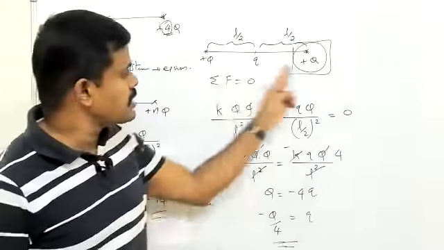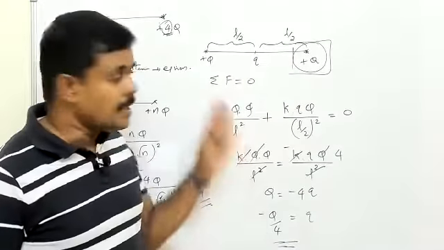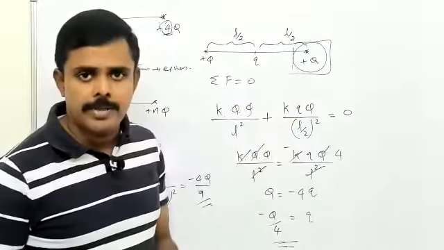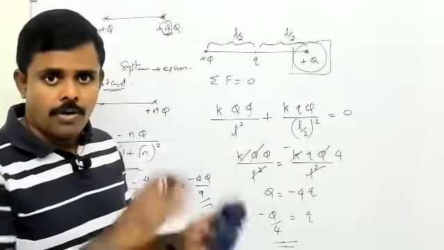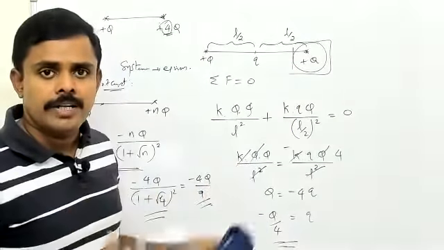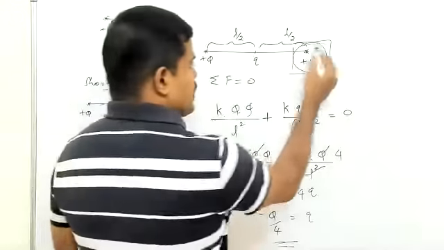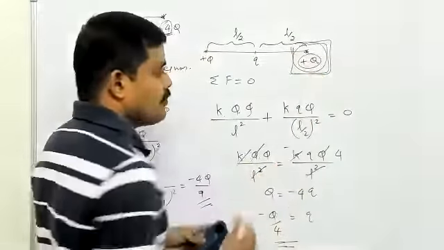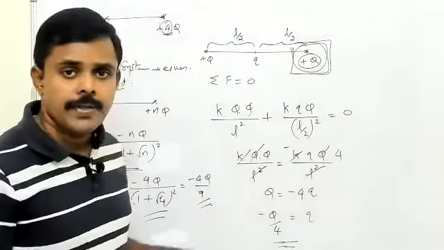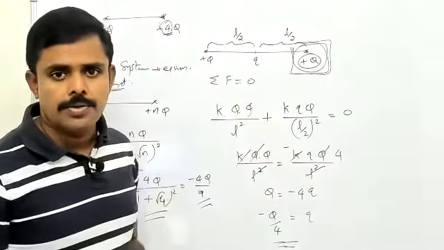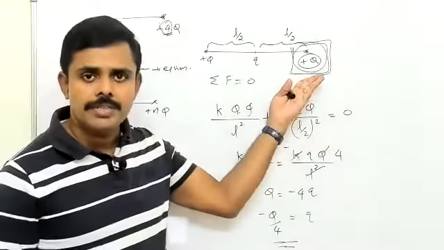When the entire system is in equilibrium, each of the charges must be in equilibrium. If all are in equilibrium, everyone must be in independent equilibrium. That is common sense. So I take this charge and I put the condition for equilibrium. What is the condition for equilibrium? Net force should be equal to zero. So I simply add up the forces.